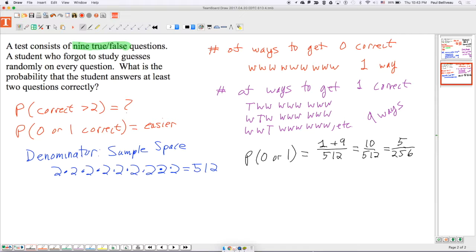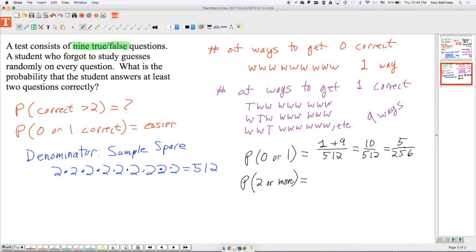But this wasn't the question. The question was, what's the probability of getting 2 or more correct? At least 2. That's 2 or more. Well, these are complements. What this means is either one or the other has to happen. And the probability of this happening and the probability of this happening have to add up to 1. Okay? Something's going to happen. You're either going to get 0 or 1 correct, or you're going to get 2 or more correct. There's really no other option here if you're just guessing on a 9 question true-false test.